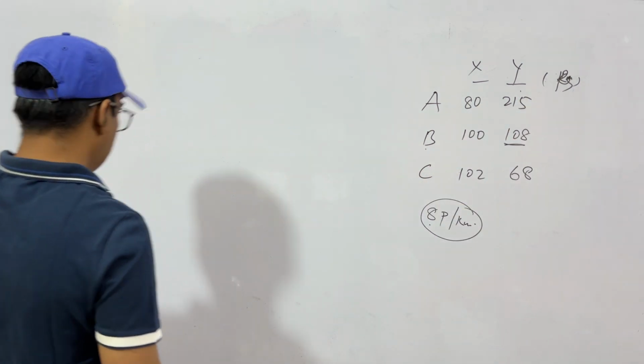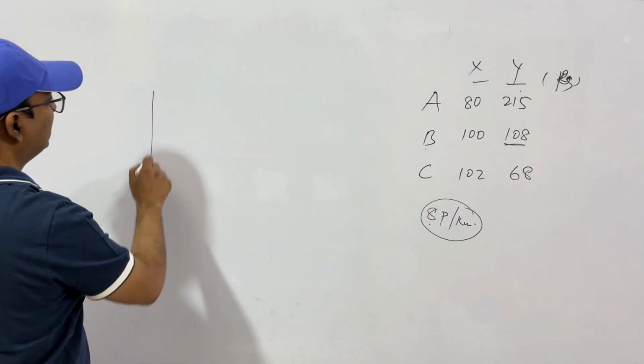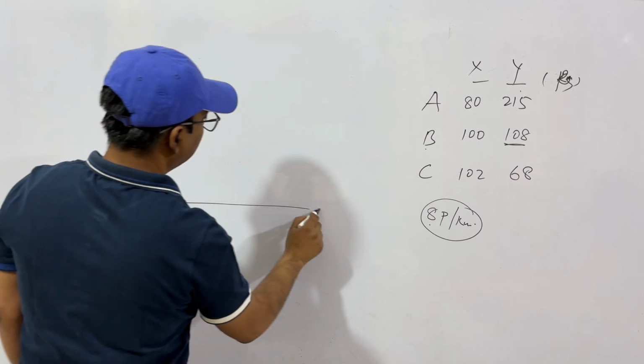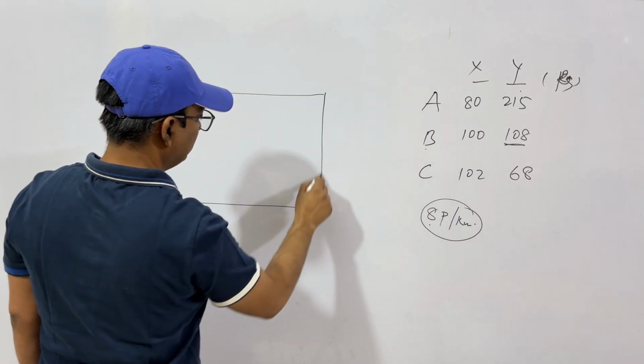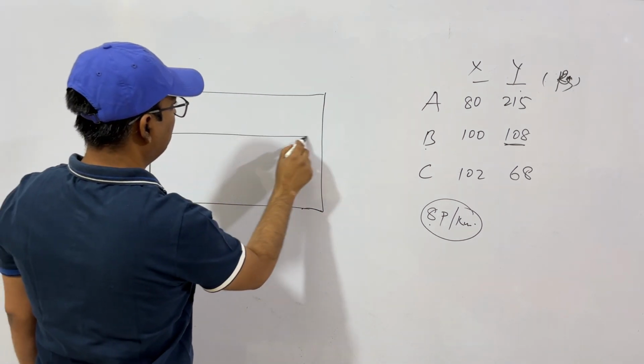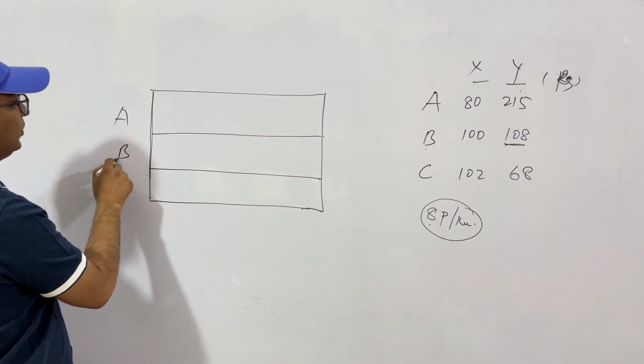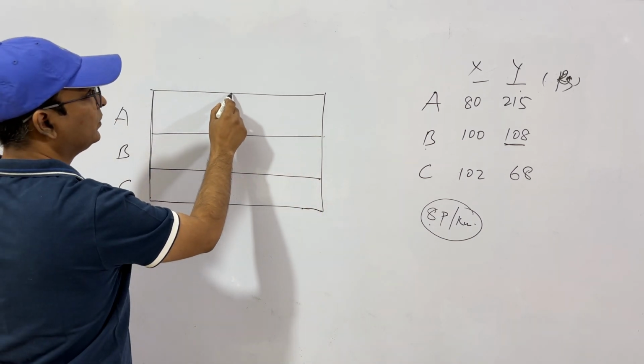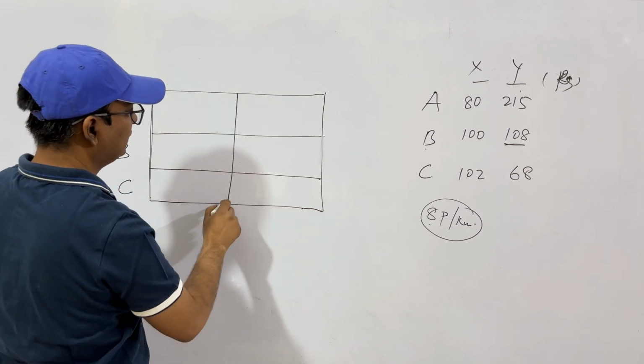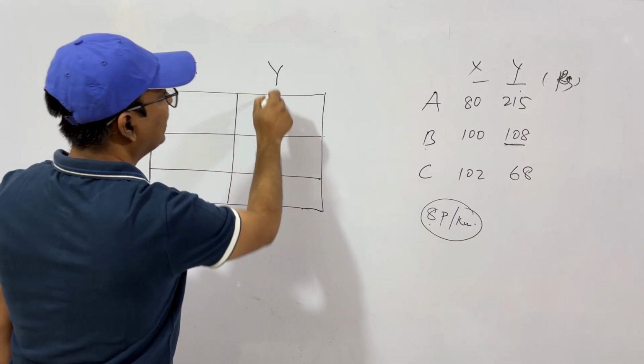This is known. So how to make that tableau? See, A, B, C are the production units, and we have X and Y as the demand units.